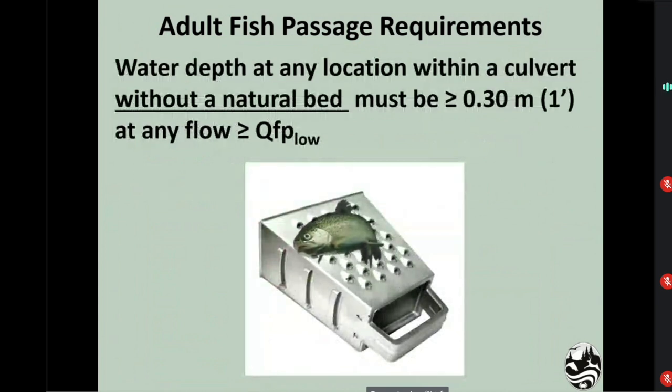Next, we're going to talk about the water depth in the culvert. This scene makes me cringe. But obviously, we can't have our fish getting too worn out, rubbing against culverts or concrete as they try to make their way upstream. So that low fish passage flow is really trying to get them to the spawning grounds as adults. Again, the Chinook salmon is the depth criteria for that.